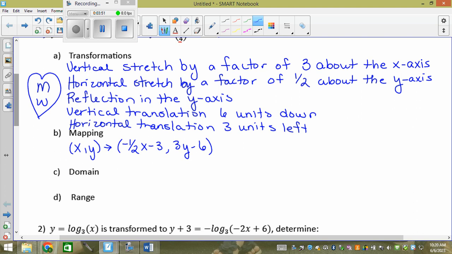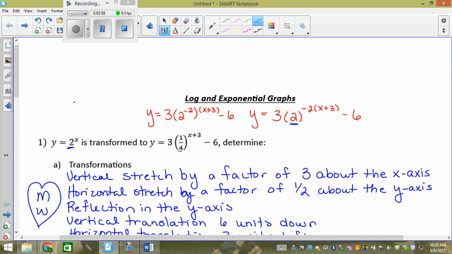Okay, exponential graphs. Let's think about an exponential graph. Exponential graphs have a horizontal or vertical asymptote? Horizontal. Because remember, exponential graphs look like this. They either look like this, and they look like this if they're doing what? Growing. So b is greater than 1. And then if they're this way, what is b?